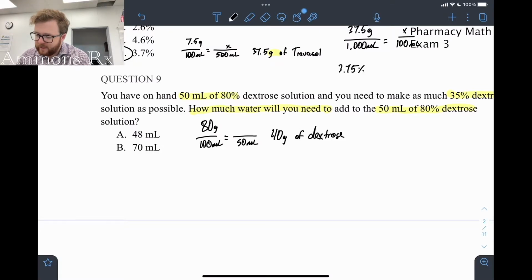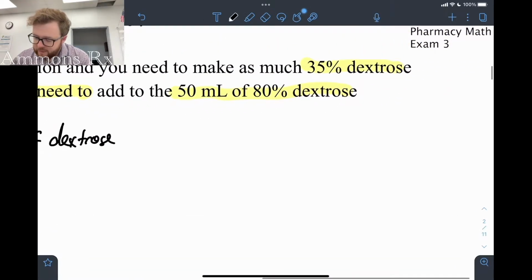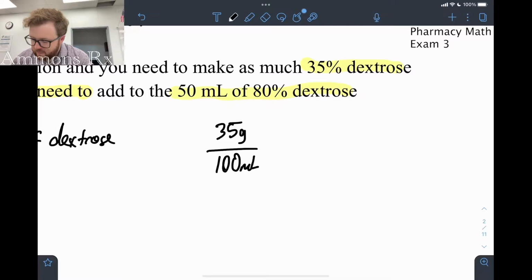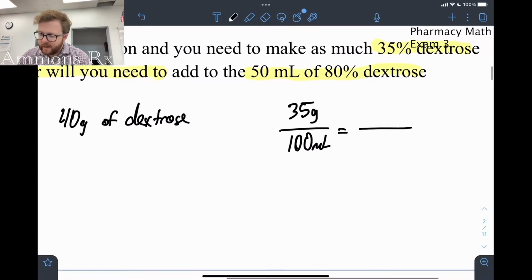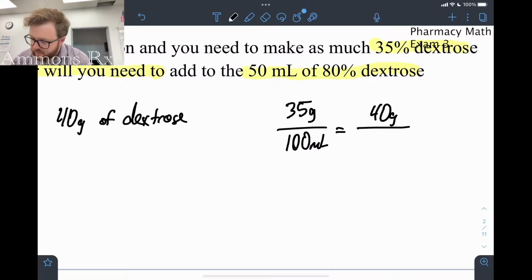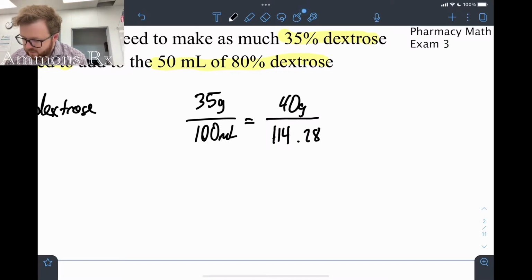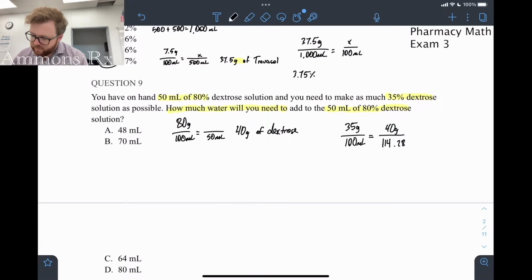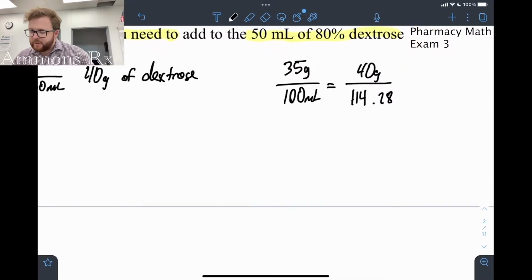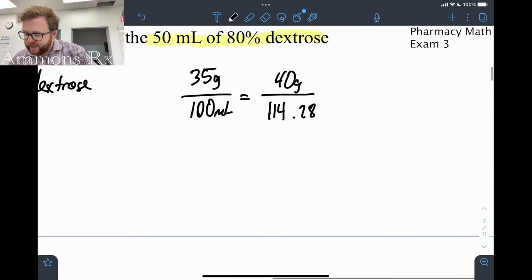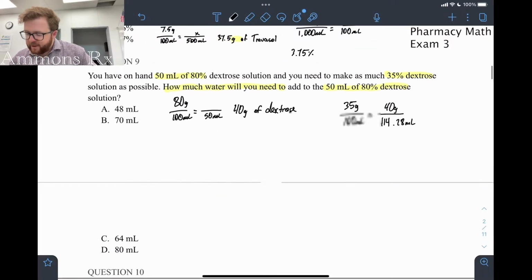But in this problem, you're going to need to make 35%. So you will take your 35%, and then you're going to say, okay, I only have 40 grams. How many mils is that going to make at that percentage? So my 40 times 100 divided by 35, that's going to make 114.28 milliliters of final product.